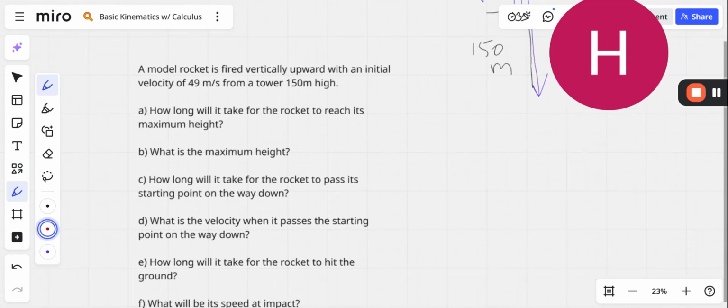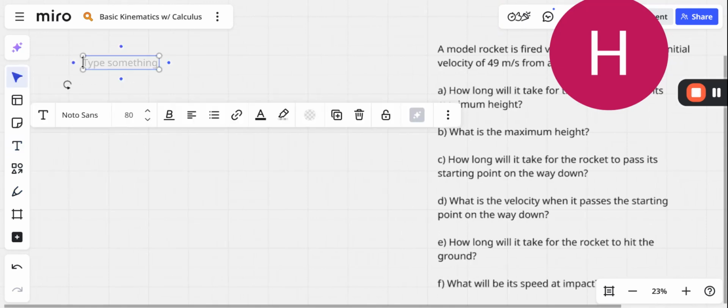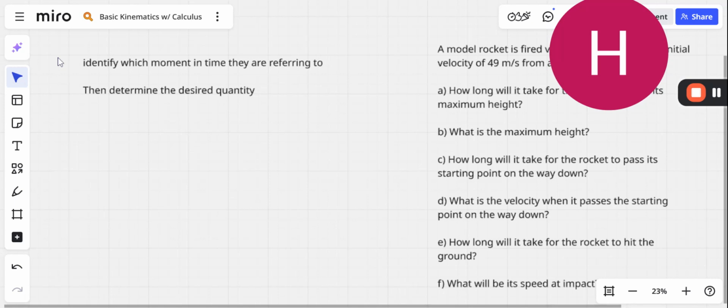The best strategy to use for these questions, first of all, is to identify which moment in time they are referring to, then determine the desired quantity. If you can follow those two simple principles, it's going to be really easy, because you can get overwhelmed. Sometimes they're asking about velocity, but they're mentioning the maximum height, and sometimes they're asking how long, but they're mentioning maximum height. Sometimes they're saying how fast when it hits the ground, how long till it hits the ground, all of these different questions. You need to know how to interpret those.